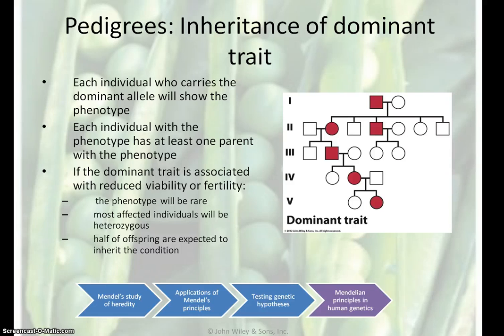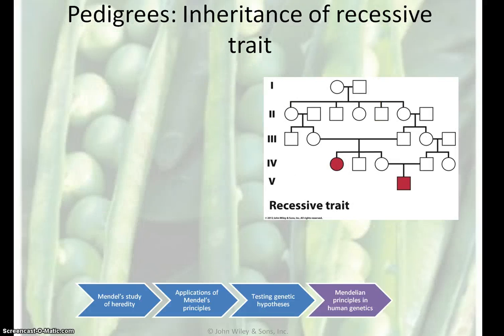However, if that dominant trait is going to be associated with reduced viability, so early death or reduced fertility, then you're going to end up with a rare phenotype. Most individuals are going to be heterozygous because if they were homozygous, that's going to be associated with more of a reduced viability or fertility, and you might expect that half of the offspring will inherit that condition. That's sort of a caveat to dominant inheritance.